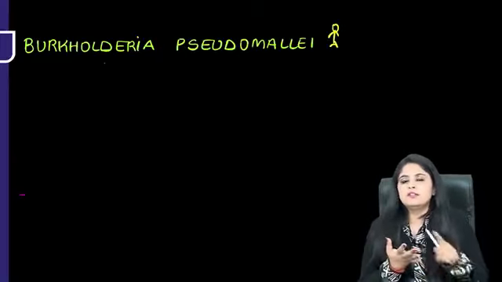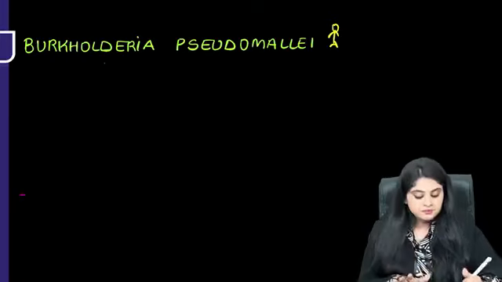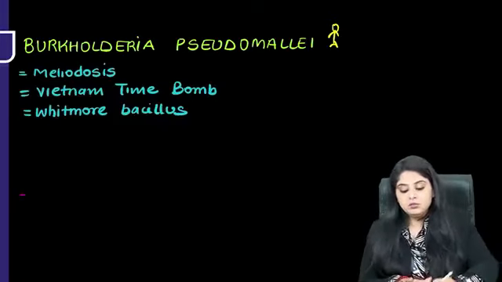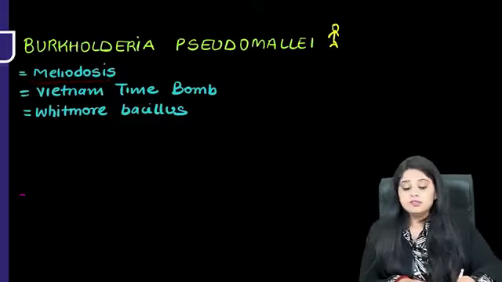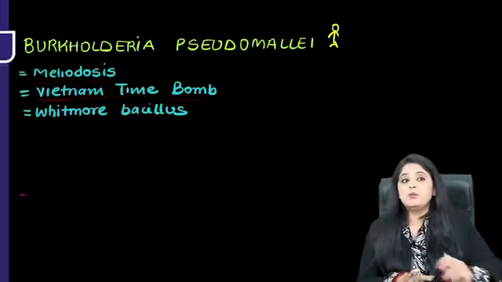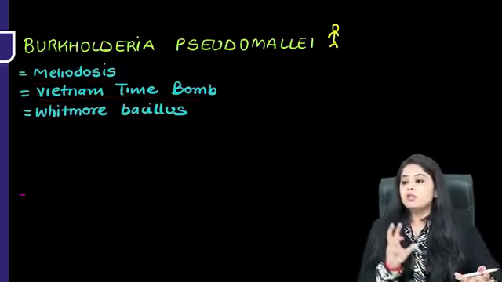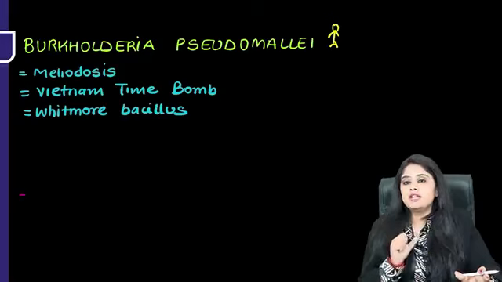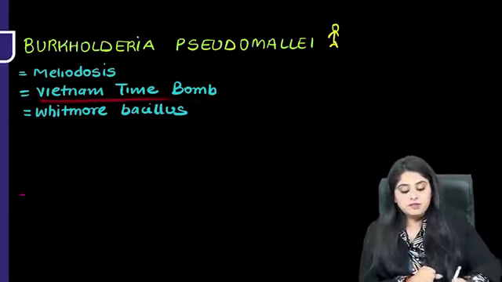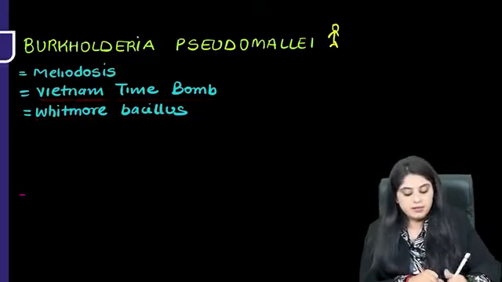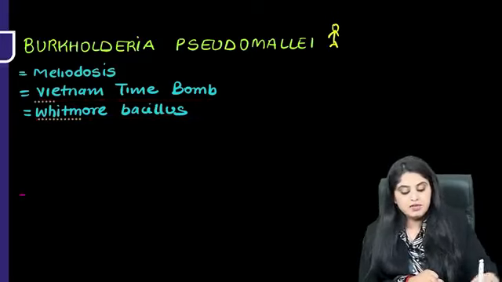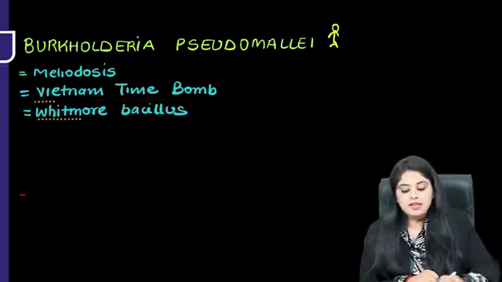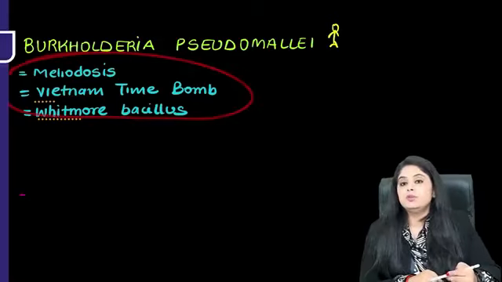The same ulcers and pneumonia and everything, now in humans. So please note, this is known as melioidosis, and why in humans? This happened during the Vietnam time bomb. With that bomb blast, all the soldiers in that area in Vietnam ended up having the disease. So this is known as the Vietnam time bomb or Whitmore bacillus. That is the one that is going to show you this condition.